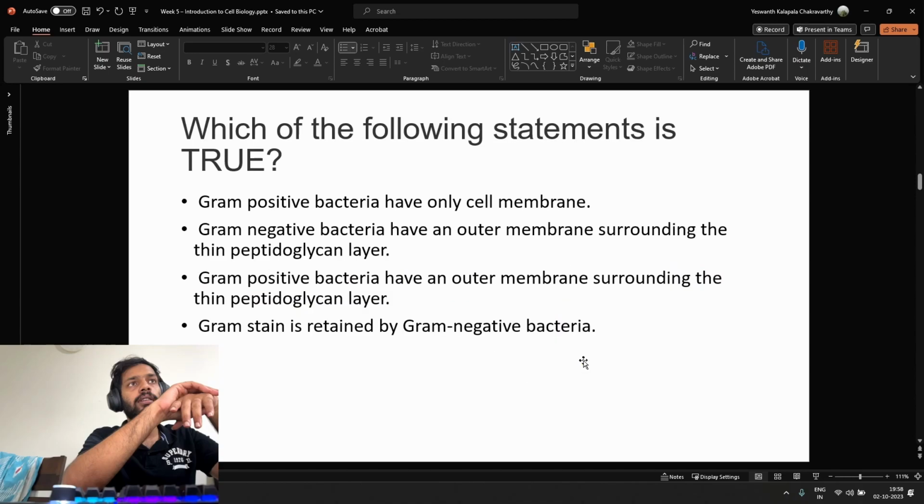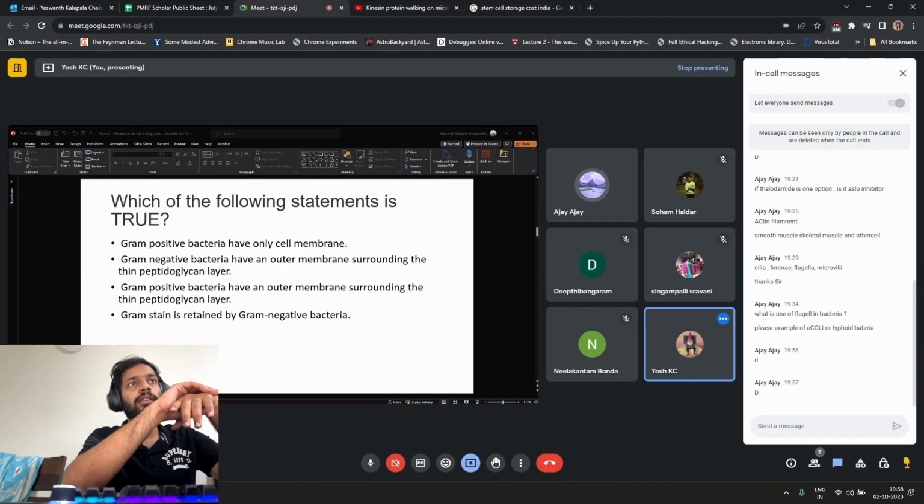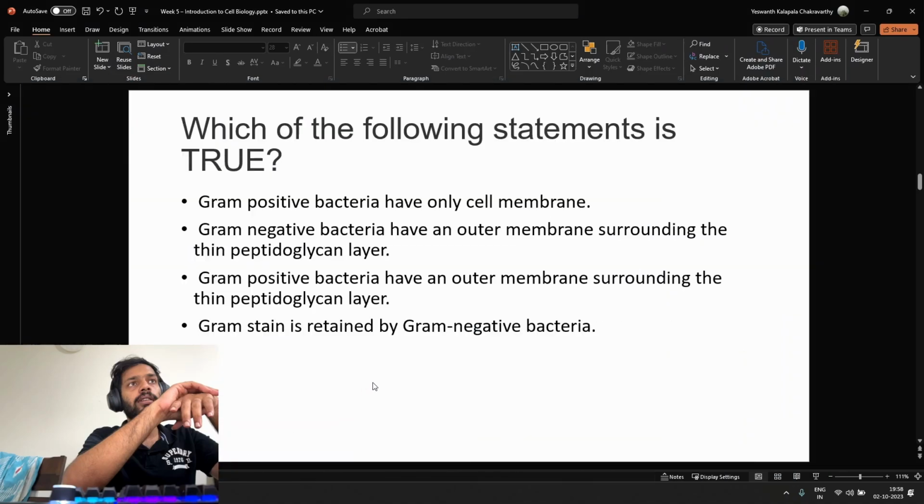Okay. Which of the following statements is true? Gram-positive bacteria have only cell membrane. Gram-negative bacteria have an outer membrane surrounding the thin peptidoglycan layer. Gram-positive bacteria have an outer membrane surrounding the thin peptidoglycan layer. Or gram stain is retained by gram-negative bacteria. A. Okay.